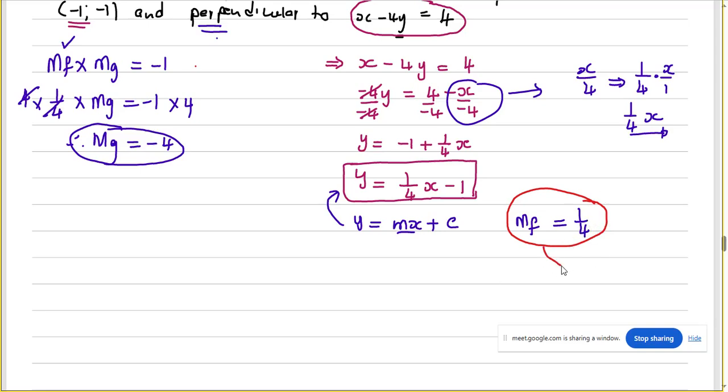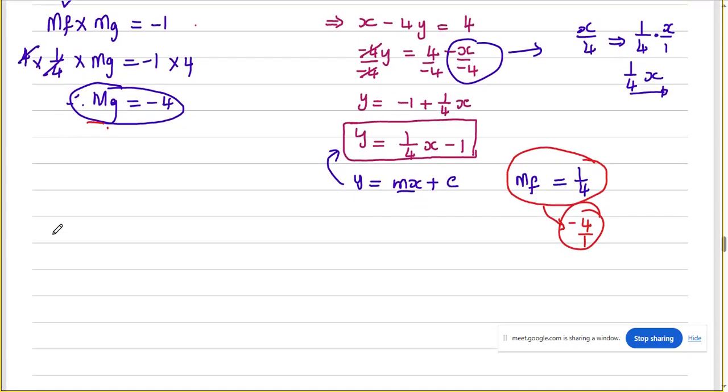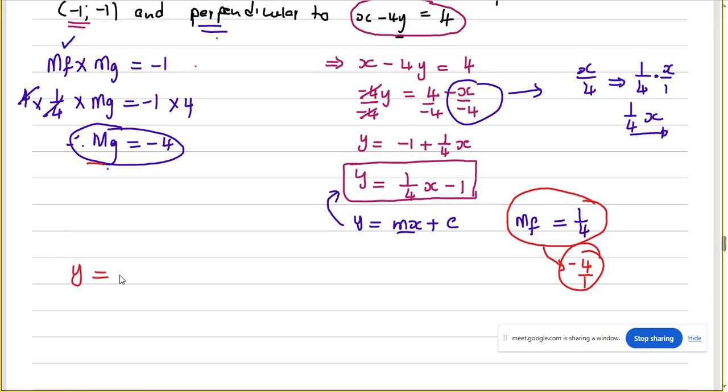So you're going to take this and flip it to be 4 over 1. Then you change the sign from positive to negative, which is just -4. So the gradient of this is -4, meaning the new graph will have y equals -4x plus c, because it is in the form y equals mx plus c, where there's m, we sub in -4. The aim now is to find c.